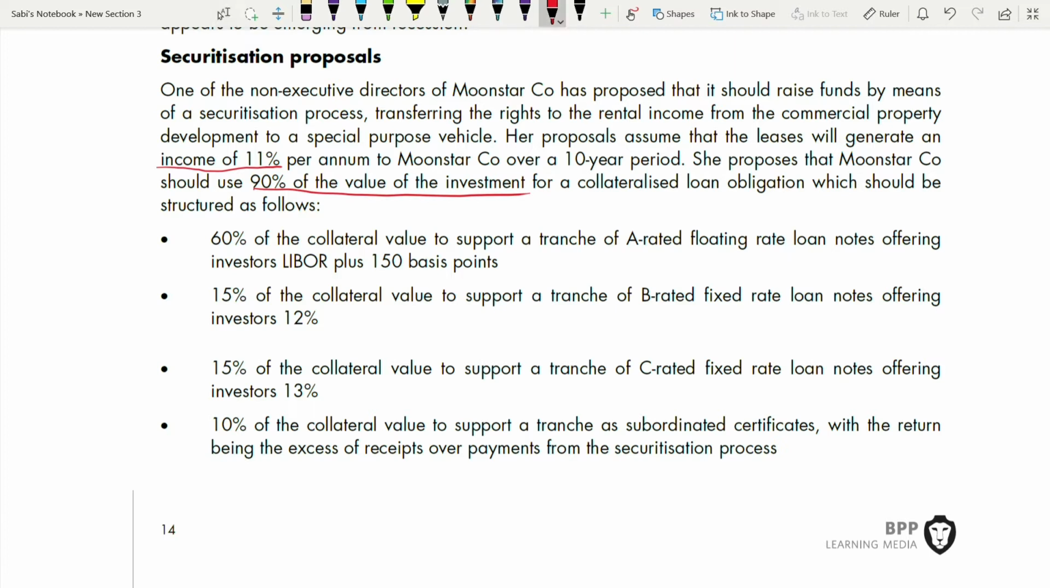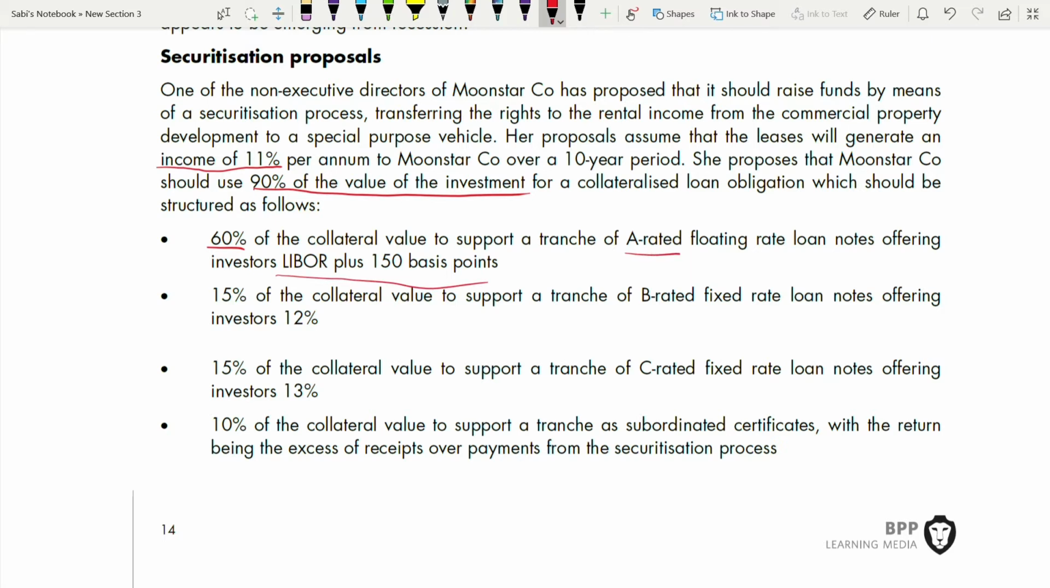What is this A rated, B rated, C rated, floating rate and all? Please, it's there in the textbook, go through it. So 60% of the collateral value to support a tranche of A-rated floating rate loan notes offering investors LIBOR plus 150 basis points. That's a floating rate. We can see the first one, so it is 60%. And this is the variable rate. It's a floating rate for A-rated.